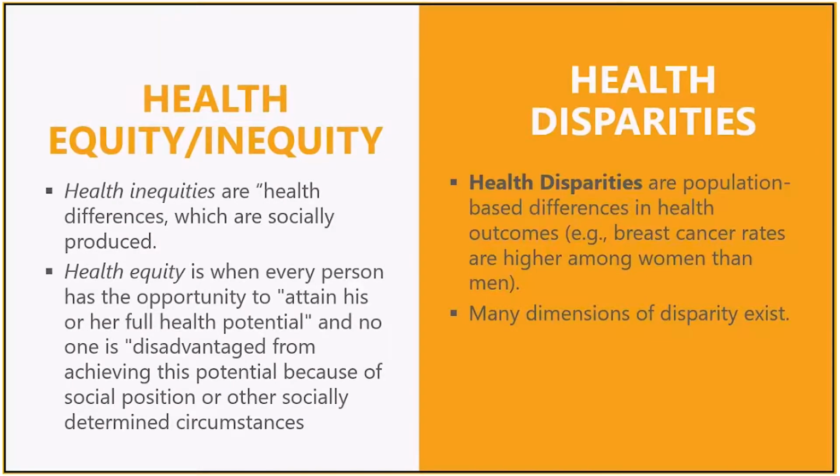I'm going to start with some definitions. What is health equity, inequity, and health disparities? Health inequities are the differences in health status between more socially advantaged and less socially advantaged groups, and it's caused by systemic differences in social conditions and processes. And then we have health equity, which is when every person has the opportunity to attain his or her full health potential, and that no one is disadvantaged from achieving this potential because of a social position or other socially determined circumstance. And then we have health disparities, which are population-based differences in health outcomes.